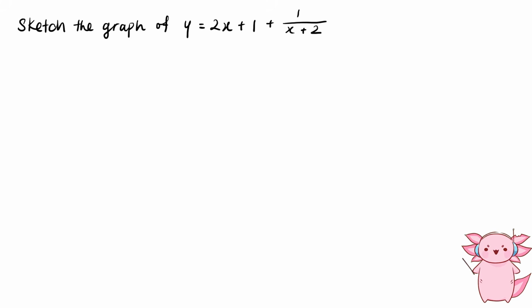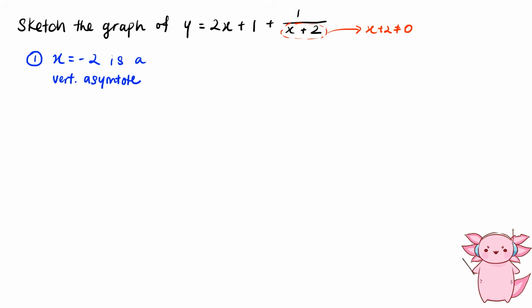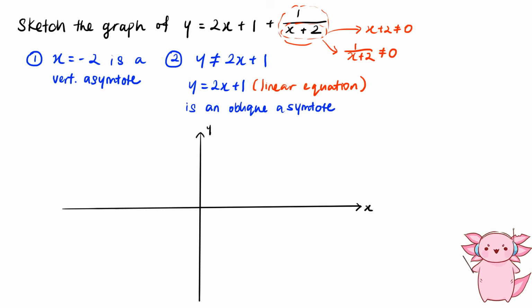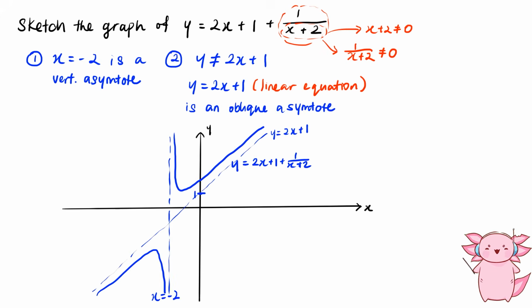Now for this equation here, similarly, since the denominator can't be equal to 0, x equals negative 2 is a vertical asymptote. And since 1 over x plus 2 can't be 0, y cannot be equal to 2x plus 1. Now since y equals 2x plus 1 is a straight line equation, we call this an oblique asymptote. Now we just draw the vertical and oblique asymptotes and the graph should look something like this.